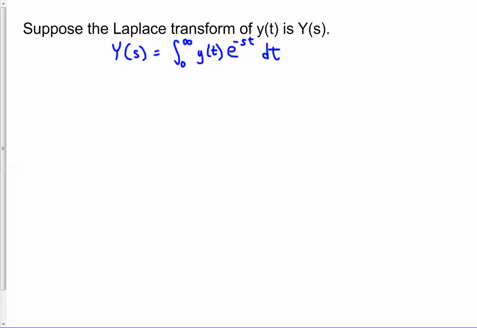I'm going to end this video with a really quick explanation of why the rule works. Suppose that we know the Laplace transform of little y of t, and it is capital Y of s. So capital Y of s is, here's the definition of the Laplace transform, the integral from 0 to infinity of little y times the exponential. Now let's see if we can figure out the Laplace transform of e to the at times y of t.